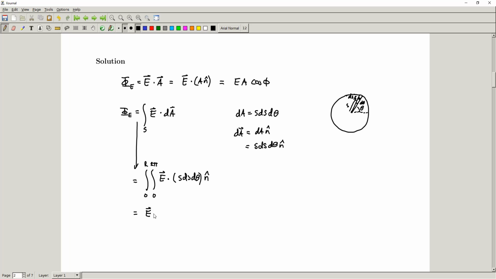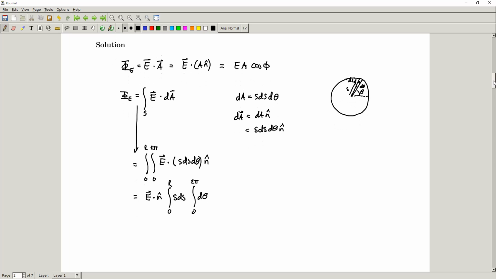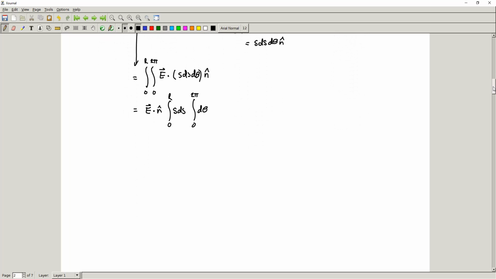Okay, so we're going to have our electric field dotted into our normal vector. Okay, and this is going to be times the integral from 0 to r of s ds, and the integral from 0 to 2 pi of d theta. Okay, and now we just have to solve those integrals, and we're pretty much at the end of the problem here. So let's start off by looking at these terms.